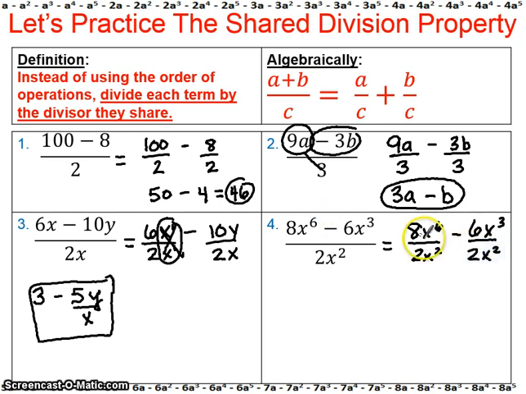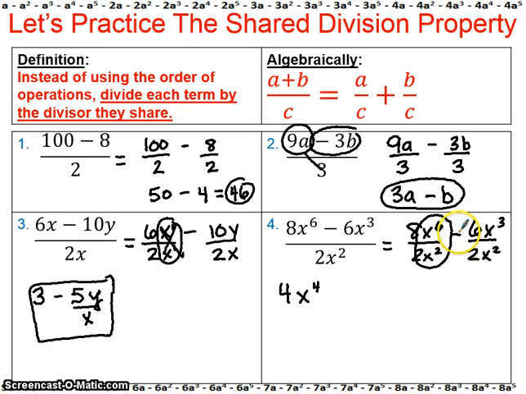Now let's look at simplifying the first term. We have 8 divided by 2. 8 divided by 2 is 4, and it's bigger in the numerator, so put the 4 on top. And we have the same base being divided. We have x to the 6th divided by x squared. 6 minus 2 is 4, so we get x to the 4th power.